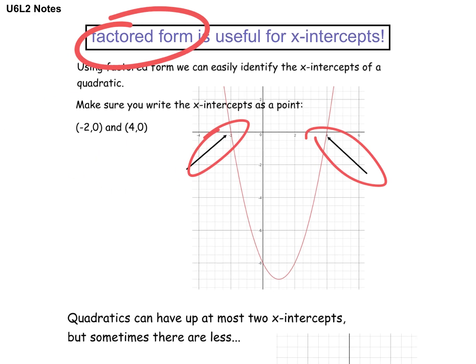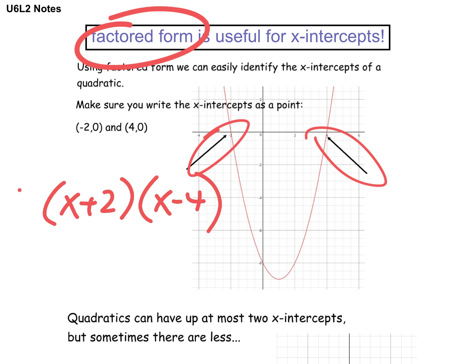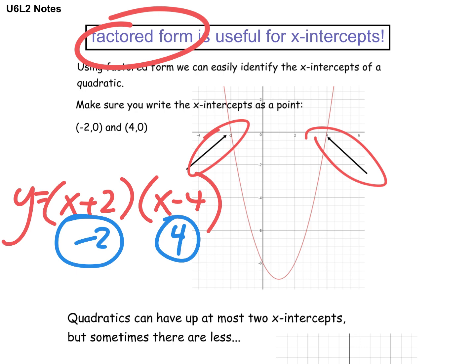If it's factored, see, I know that x plus 2 and x minus 4, once it's factored like this, it's so obvious that -2 is the x-intercept. It's what makes that part 0. And 4 is the other x-intercept. It's what makes this part 0.